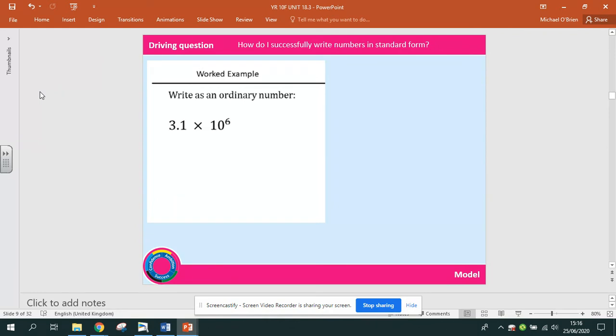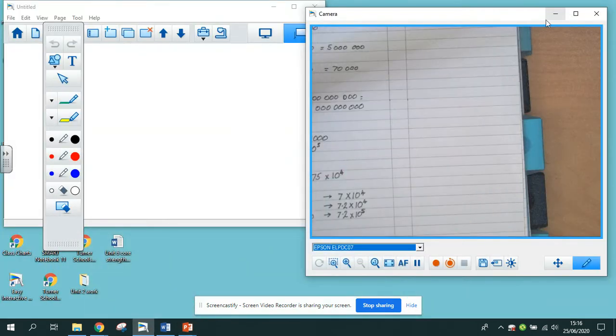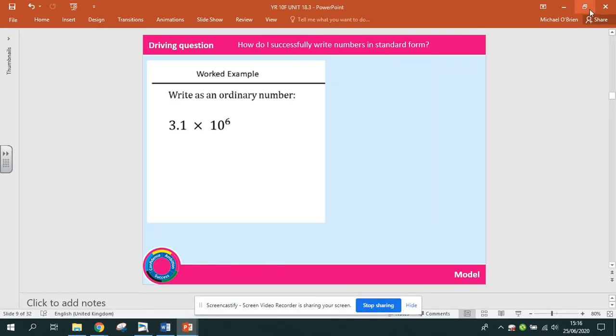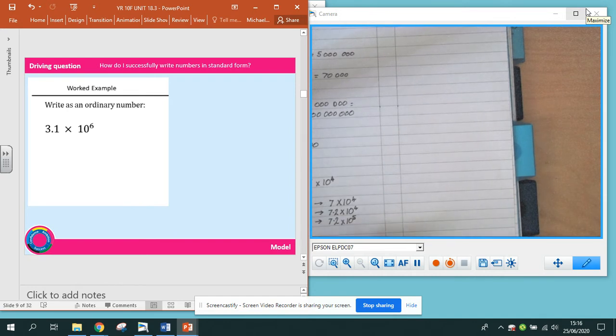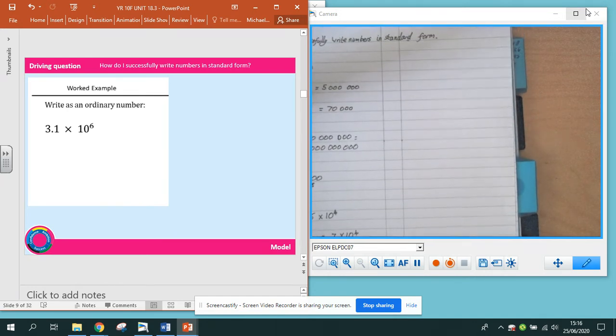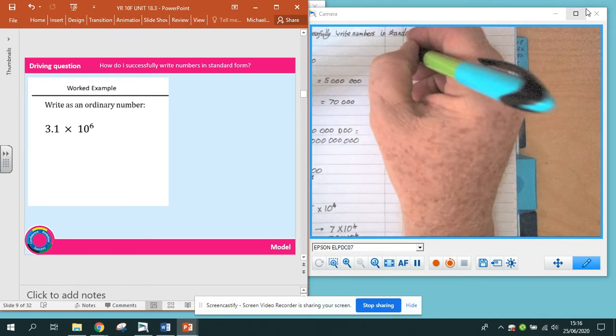Okay, so nice and simple this next one. We're going the opposite way now. Oops, sorry, I'm going to bring that back. I didn't mean to hit that button. There. Right. 3.1 times 10 to the 6th is a normal number.